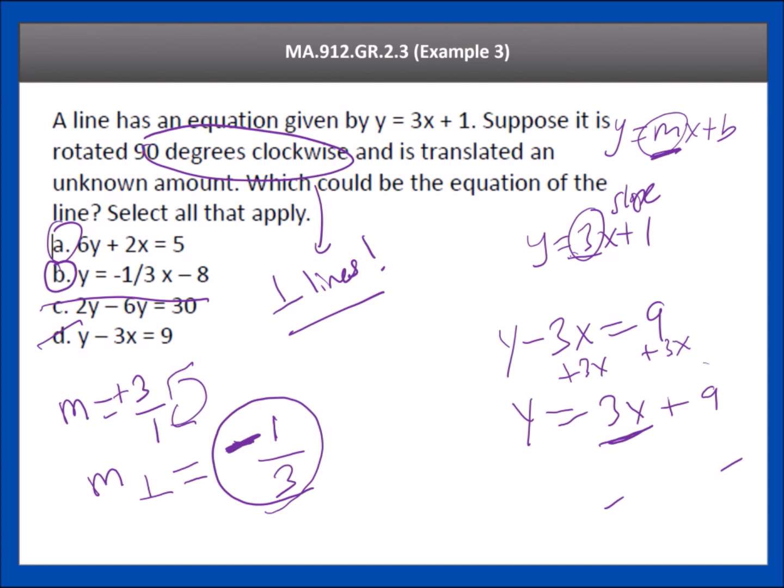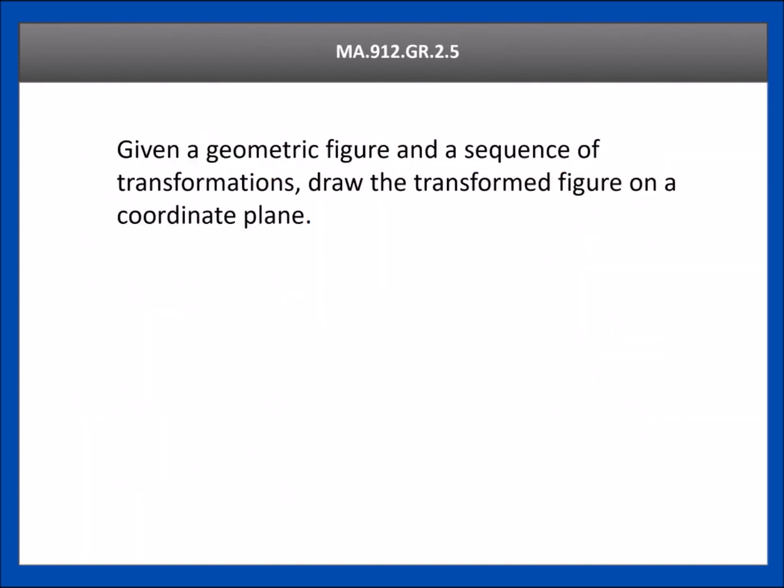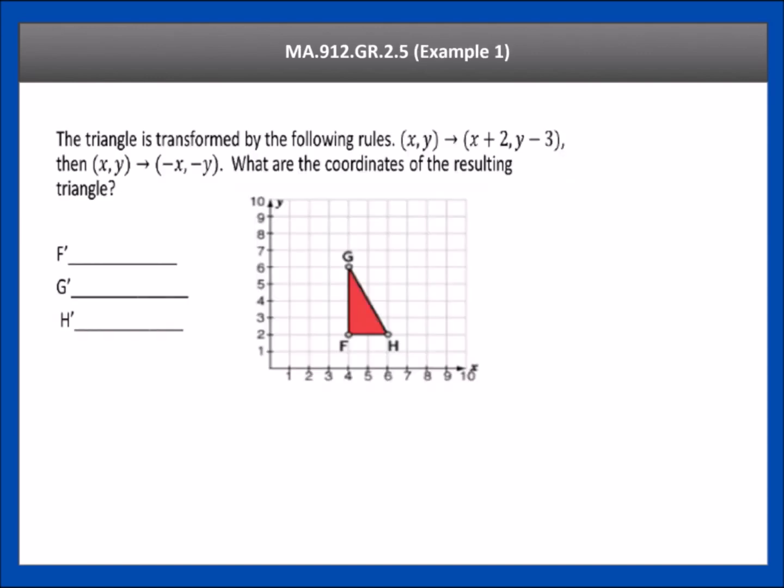Okay, so this is involving the geometry transformation, but it's involving the concepts of algebra and perpendicular lines. Okay, so looking at the next topic, benchmark, we have: given a geometric figure and a sequence of transformations, draw the transformed figure on a coordinate plane. So again, more with transformations, but this time we're going to draw the transformed figure. So we're going to not only transform it, but draw it. And we're doing this with a sequence of transformations, so back-to-back transformations. Now this one they want the coordinates, but we could also draw it.